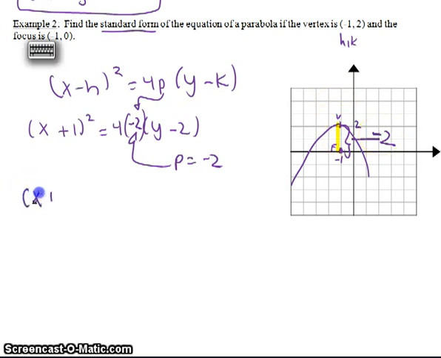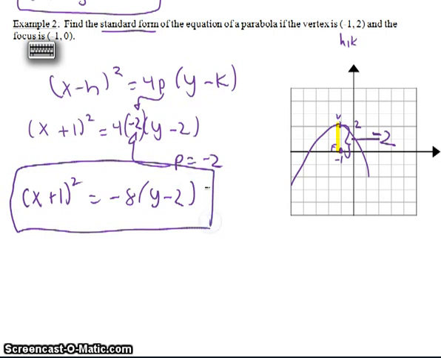So you just simplify: (x plus 1) squared equals 4 times negative 2, which is negative 8, times (y minus 2). And this would be standard form. So for standard form, you just plug in h, p, and k values. Okay, so we had to find the standard form, and that's all that we were asked to do. So that is the end of this video.